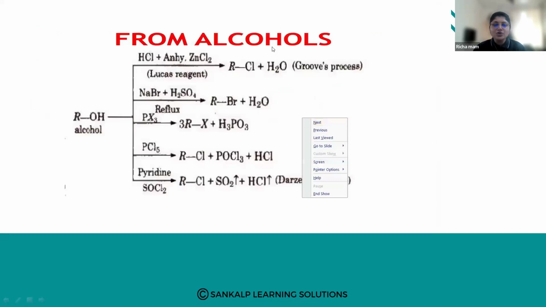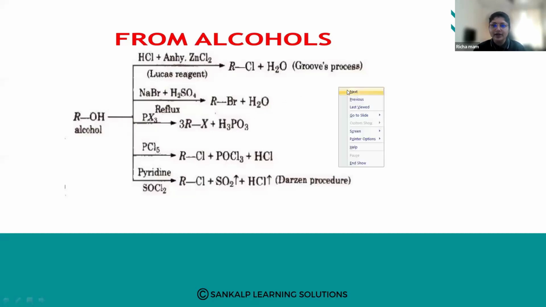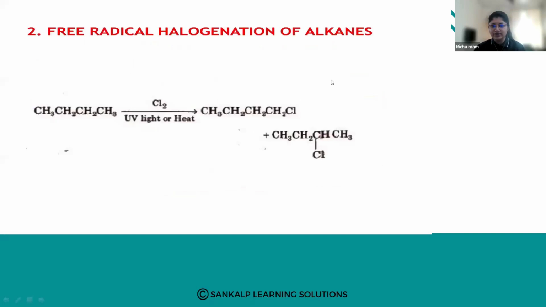Very important: why are we using Darzens process for preparation of alkyl halides? Because the byproducts obtained are gases, SO2 and HCl. So we can obtain the alkyl halide in a proper yield. In Darzens process, what is the reagent we are using? Pyridine and thionyl chloride. So these we have discussed.